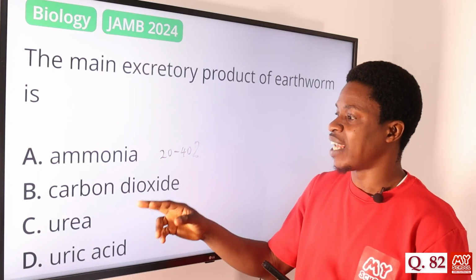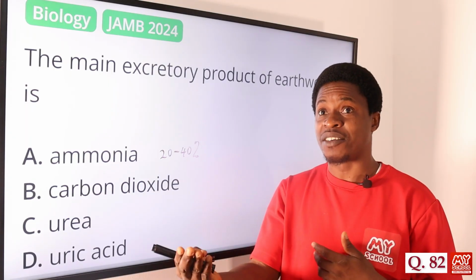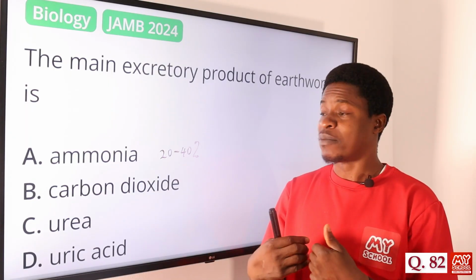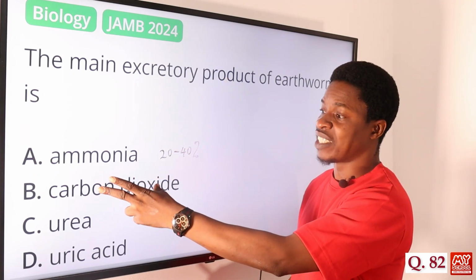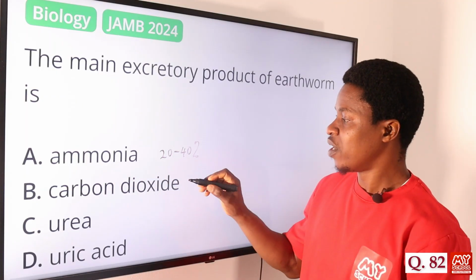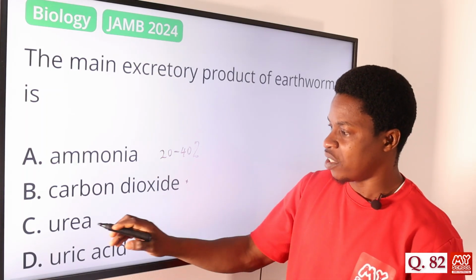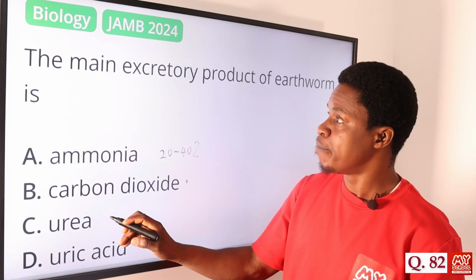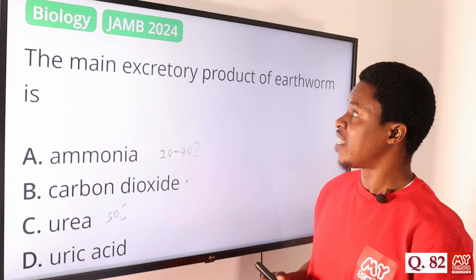Carbon dioxide, of course, is an excretory product in man. We breathe out carbon dioxide, and then we breathe in. But usually carbon dioxide is an excretory product in plants. So this is nullified. This is not part of it. Then we talk about urea. Yes, urea is the major because it has about 50% of the excretory product.